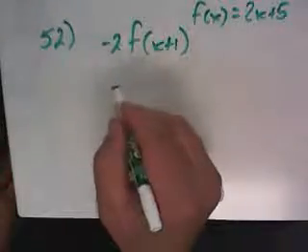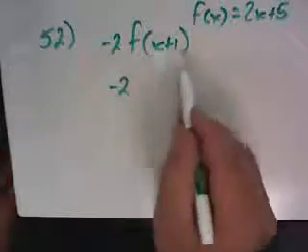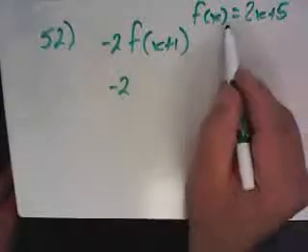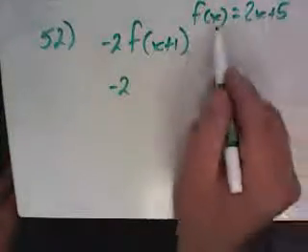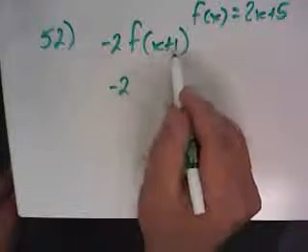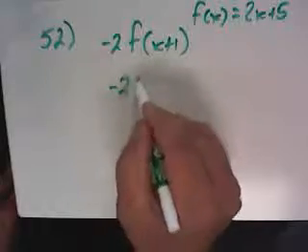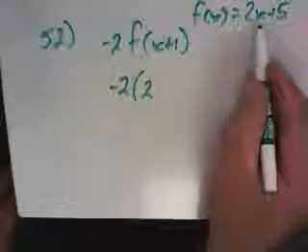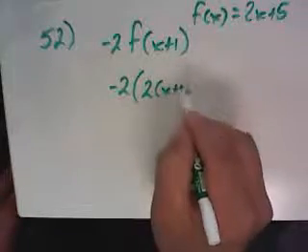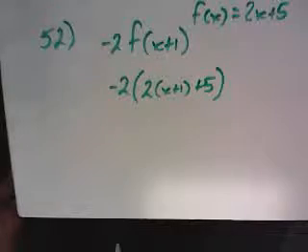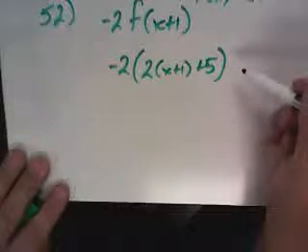The first thing we're going to do is take -2 times an entire function. But this entire function is the f of x function, only instead of the x, where the x is at, we're replacing the x with x plus 1. So it's going to be -2, and then we're going to multiply that times 2, not times x, but x plus 1, plus 5. So the expression looks like this.